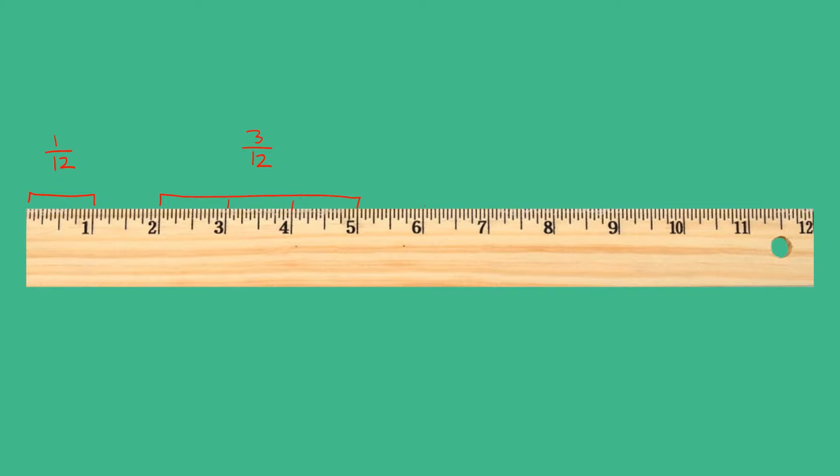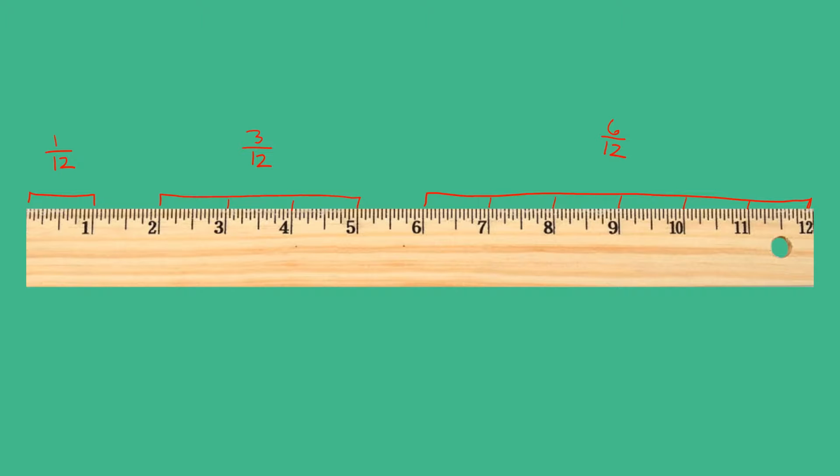Okay, one more of these. So here's a great big one. And again, we can figure out what fraction of a foot this is by counting out how many of these pieces make it up. So we have 1, 2, 3, 4, 5, 6. So that's 6 pieces out of 12. So that's 6/12 of a foot.